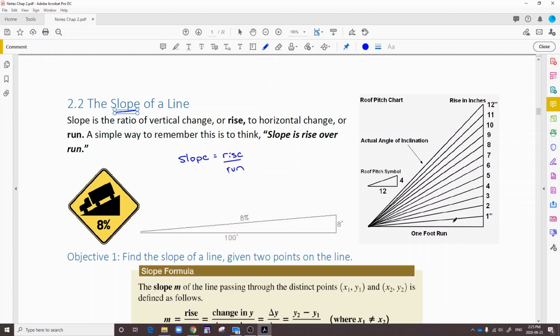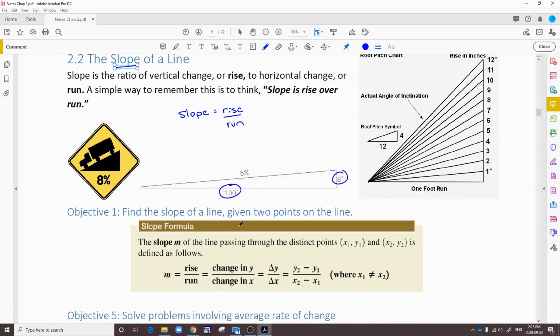So they can show you different pitches. This is, for example, the roof pitch chart. If your rise is 4 over a run of 12, then you can see the steepness of your roof. You can also do that with road grades. If it's an 8% grade, that means that it rises 8 feet over a run of 100 feet. So you can tell exactly how steep the road is ahead.